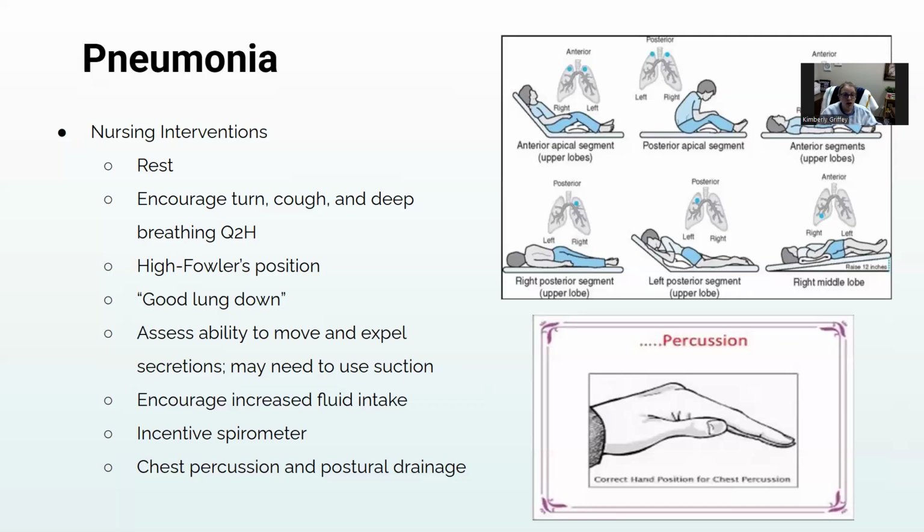So for chest percussion, you want to kind of cup your hand, or for kids, they make little cupping devices to use. But when you have your hand cupped and you're putting pressure, it's sending airwaves to kind of move that stuff around. And then this picture here is the postural drainage. So if you're trying to move fluid from the right middle lobe, you want them on the right side to move it. So this just kind of shows that.